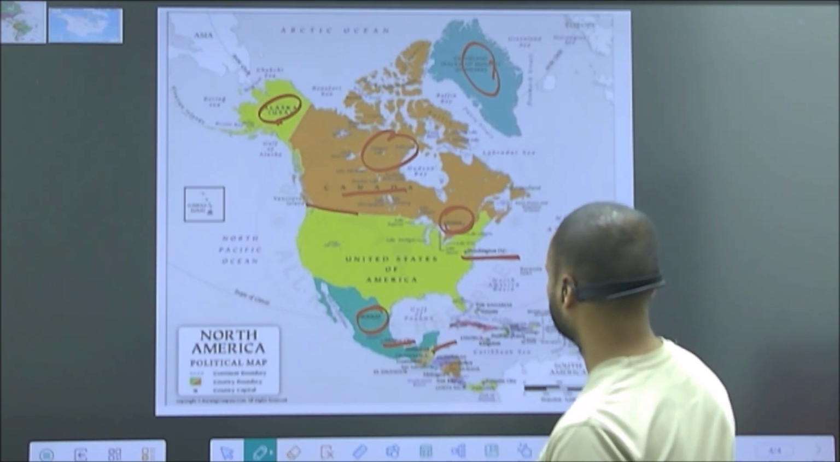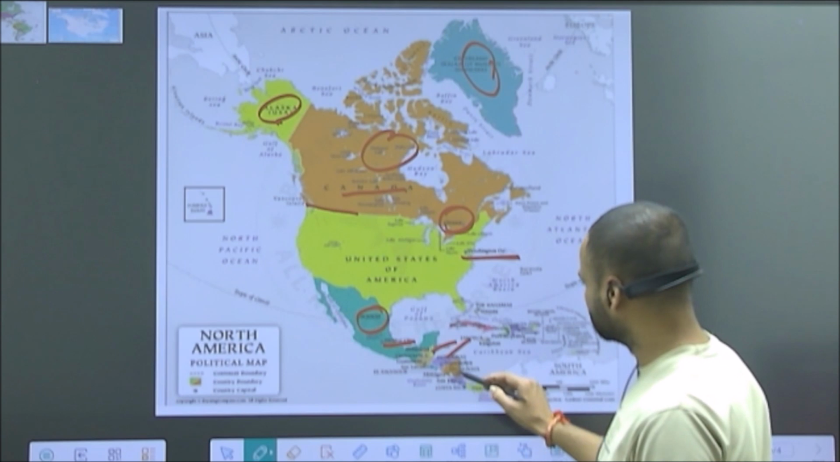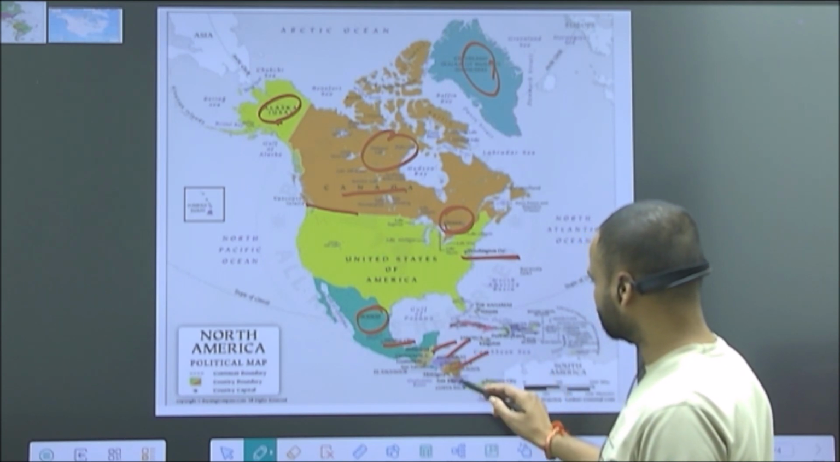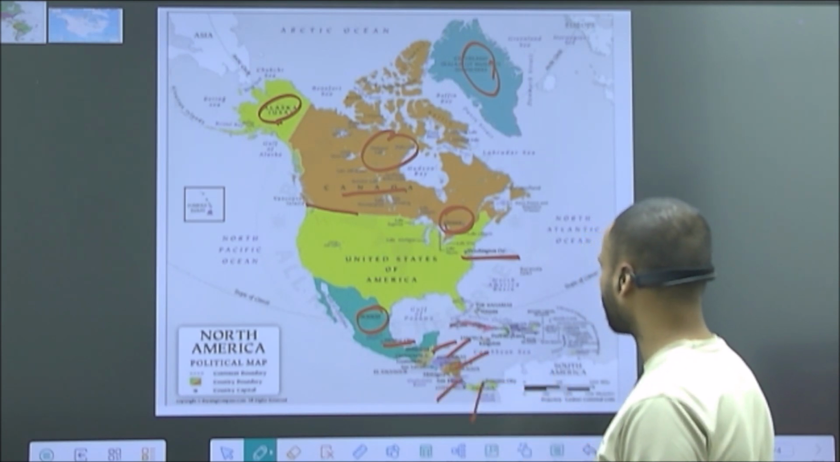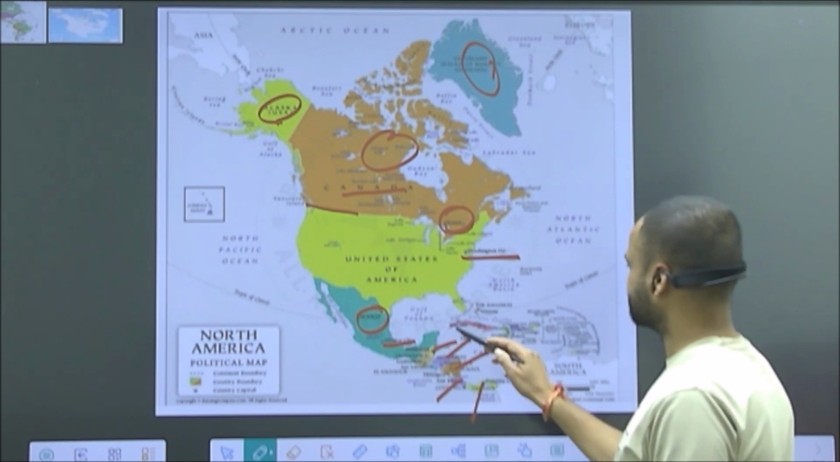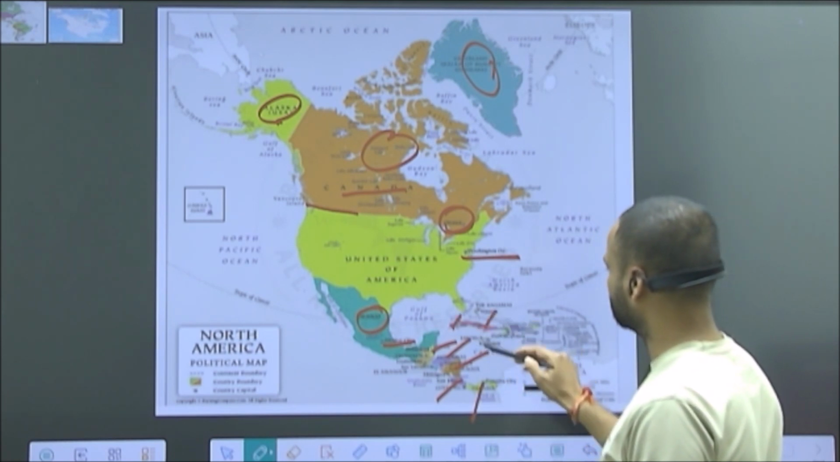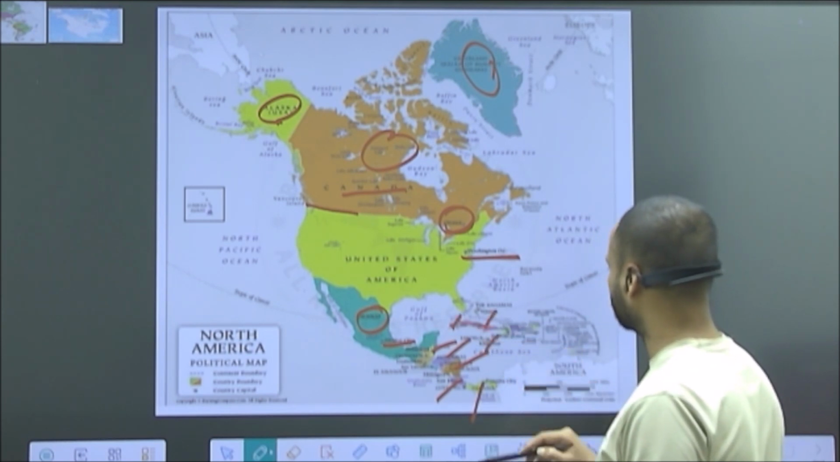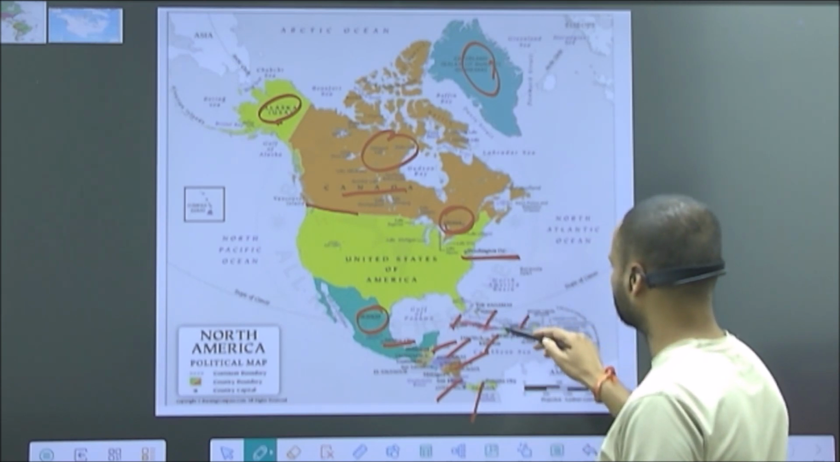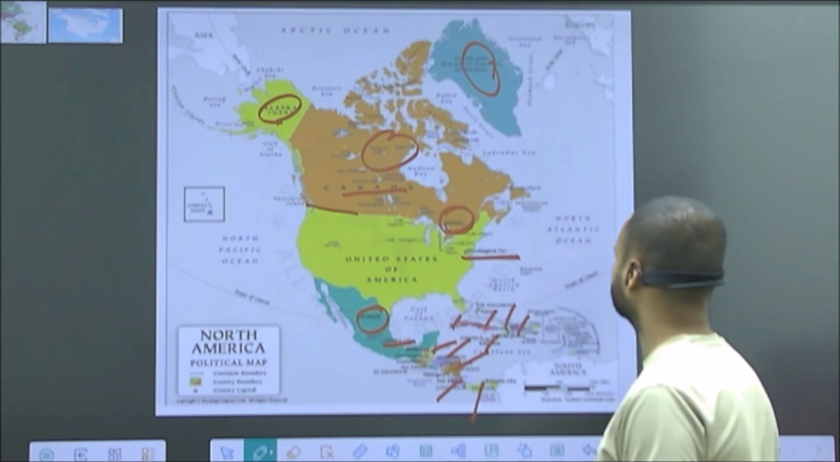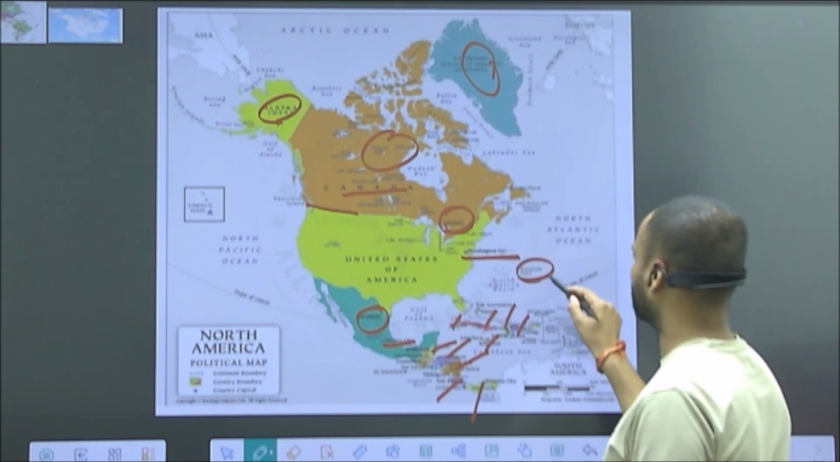Honduras, Nicaragua, Costa Rica, Panama, and Haiti, Cuba, Jamaica, Puerto Rico, Dominican Republic. Here Bermuda.